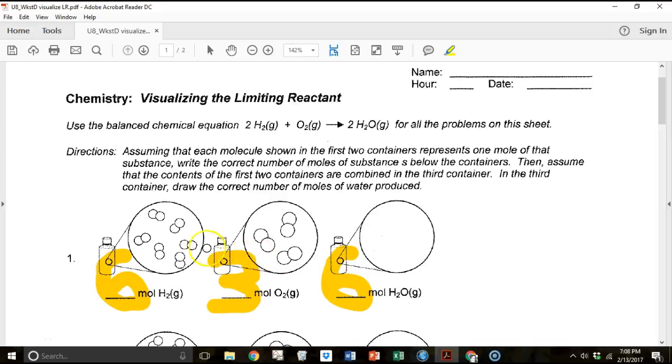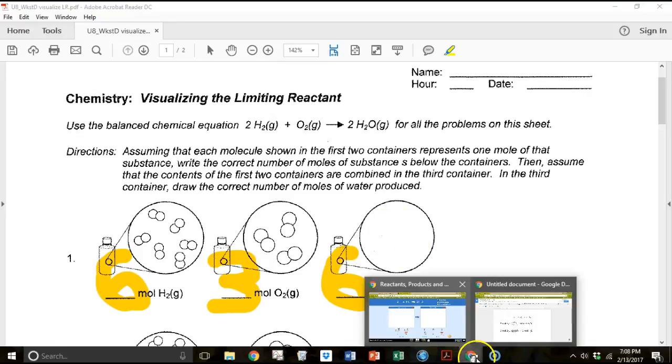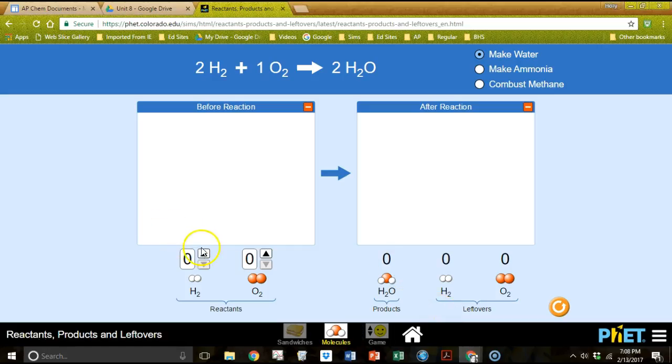So you'll need to go back and draw this on your own paper, writing out the example. Each of these splits up and pairs up with one of these O's, so you have 6 water molecules. Just to show you what this looks like: 6 H2s and 3 O2s. Notice there are 6 water molecules. In this case, I don't have any leftovers. I have exactly the right amount. It's a 2-to-1 ratio. I have 6 to 3, which reduces down to 2-to-1.